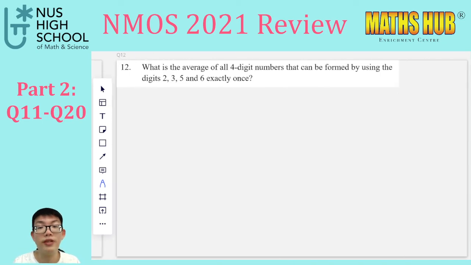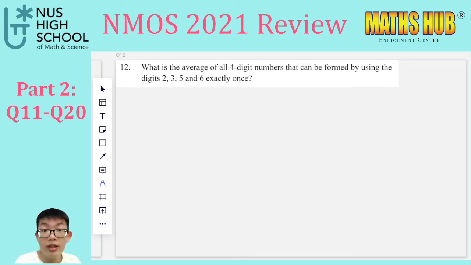Let's move on to question 12. What's the average of all 4-digit numbers that can be formed by using the digits 2, 3, 5, 6 exactly once? There is a way to solve all these kinds of questions in general, but for this particular choice, it is pretty nice that they gave you 2, 3, 5 and 6, because there's a bit of symmetry going on. You realize that 2 plus 6 and 3 plus 5 both give you 8, which is an average of 4.